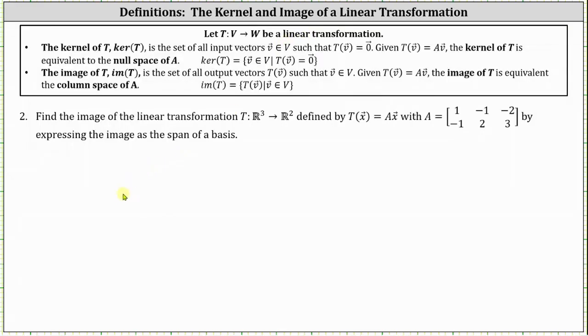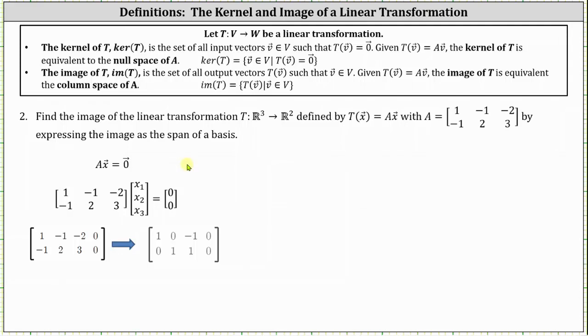So again, we set up the equation matrix A times vector x equals a zero vector, which we already did in the previous example. Then write the augmented matrix in reduced row echelon form. But here's where our work changes. The next step is to identify the pivots. We have a pivot in row 1, column 1, as well as row 2, column 2, which means column 1 and column 2 of the original matrix A form a basis for the image of T, as well as the column space of A.